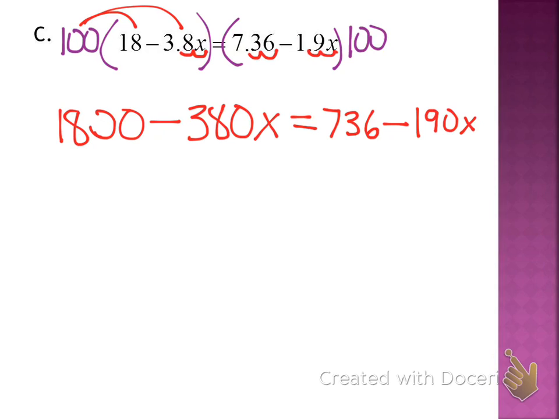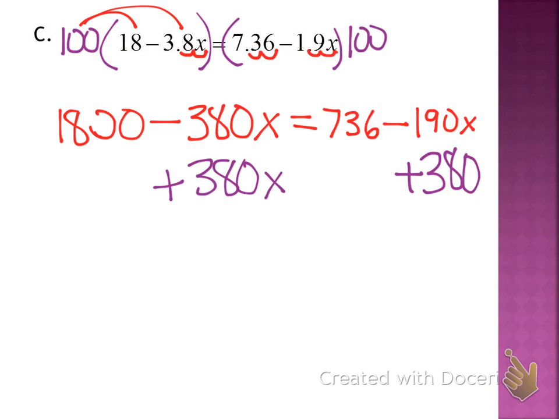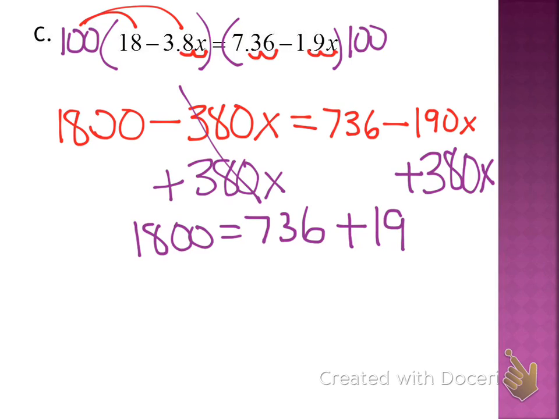Now, we solved this one just like regular. So what would I do to both sides? Yes? You would add 380x to both sides. Very good. We're going to add 380x. And you add x's to where you see x's. So those are gone. I still have the 1800 equals 736. And then I'm getting 190x again, right? Because it's like 380 minus 190. Keep the x's. All right, now what?